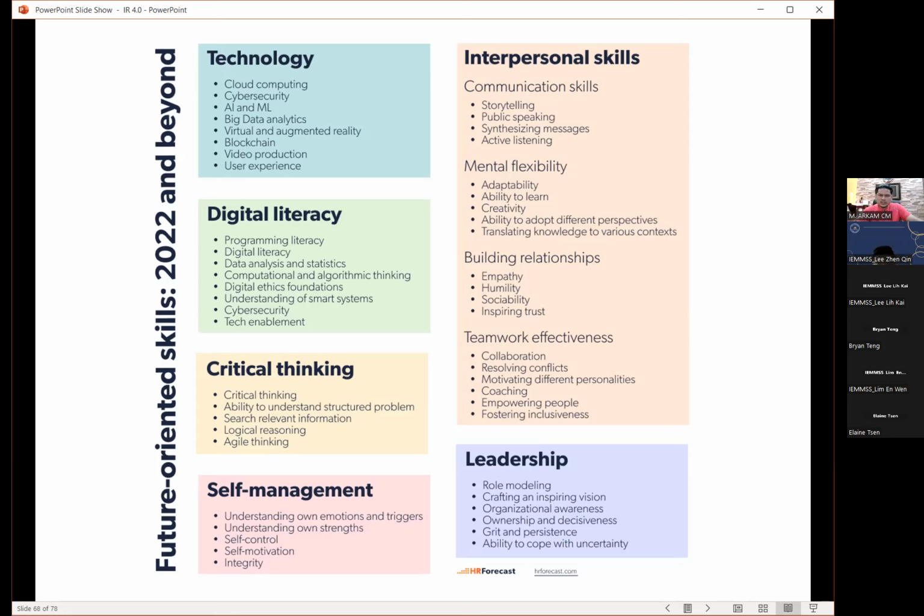Relationship, empathy, humility, sociability, and inspiring trust are very, very important for you to be known as a friendly person who can tag along and contribute to whatever you're doing. Teamwork, because we cannot work alone, of course. The effectiveness of collaboration, resolving conflict between us, motivating people to go for their own limits, coaching people, empowering people, fostering inclusiveness. People are all included in one subject matter.